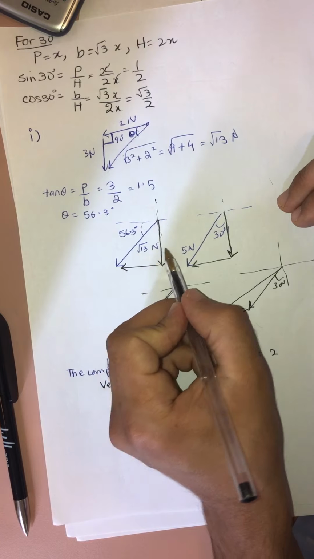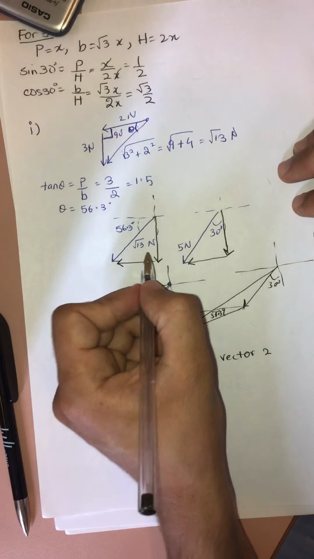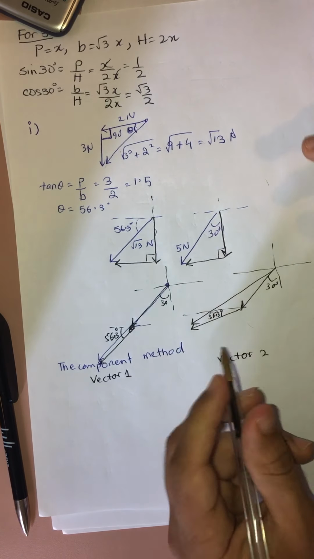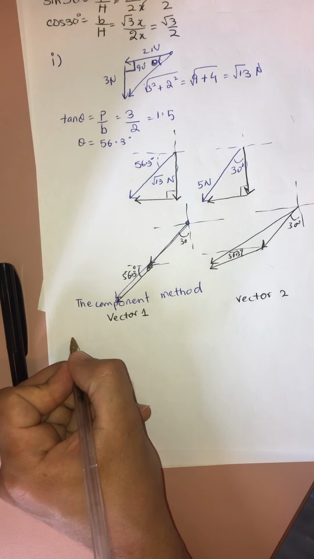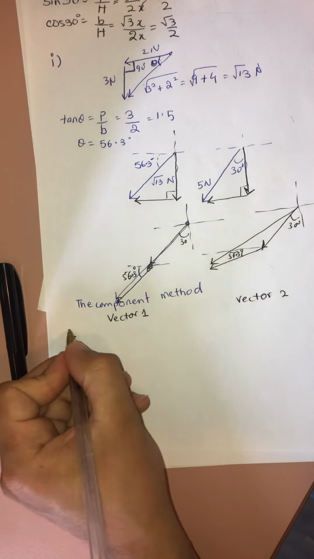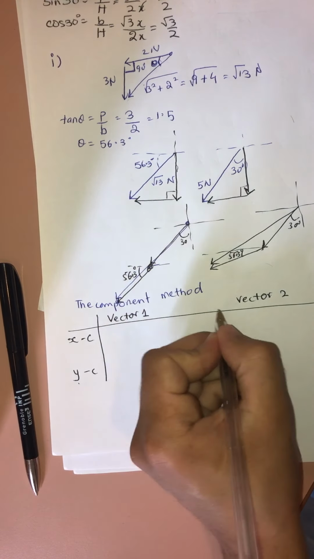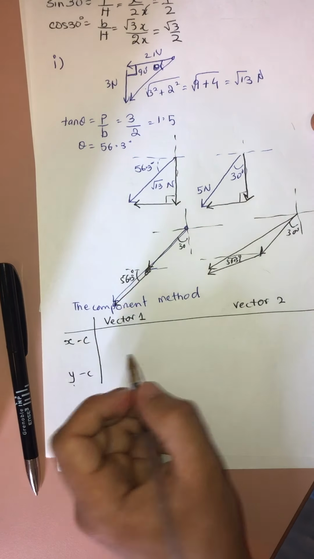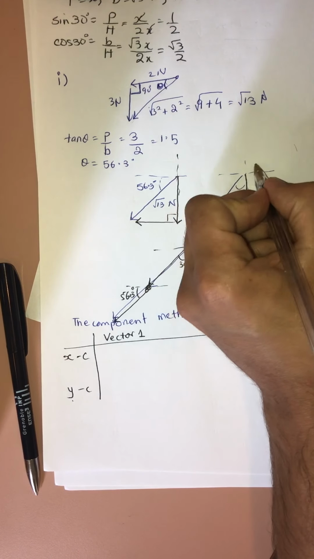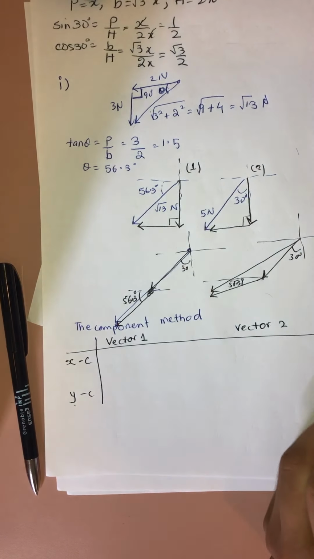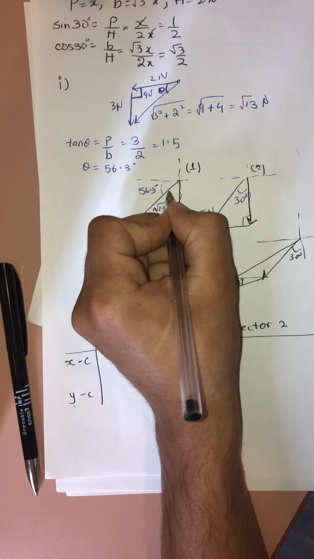And by the way, these are called rectangular components because they make a 90 degree angle with each other, so they simplify the problem. So for vector 1, you will write the x component and y component. This is for vector 1, this is for vector 2. All right, this is vector 2 and this is vector 1. This is under root 13 Newton.